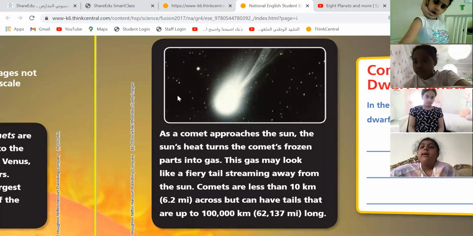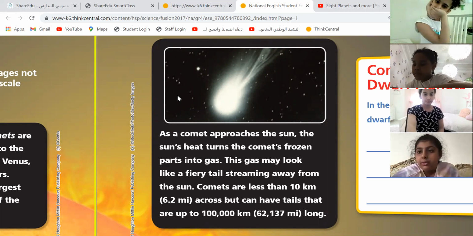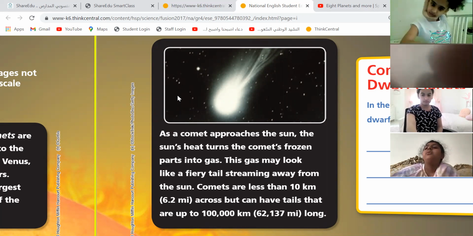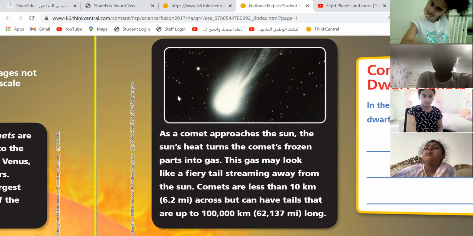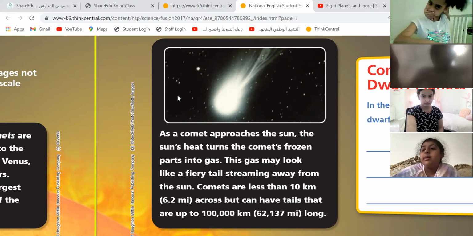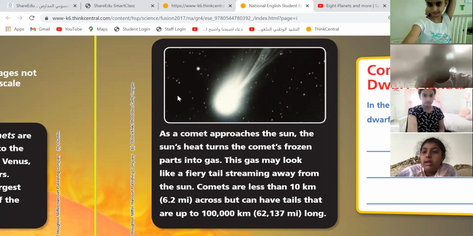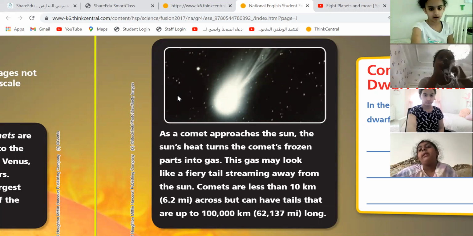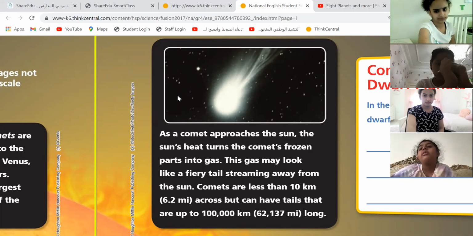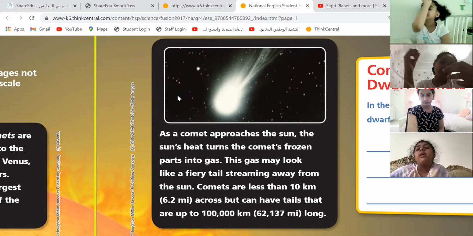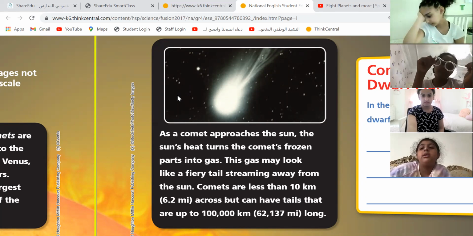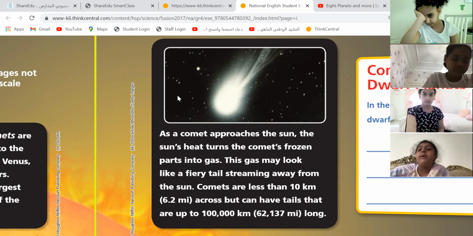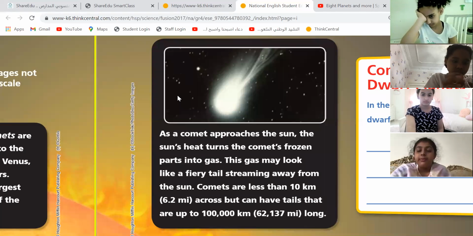Yes. As a comet approaches the sun, the sun's heat turns the comet's frozen parts into gas. This gas may look like fiery tails streaming away from the sun. Comets are less than 10 kilometers, 6.2 miles, across, but can have tails that are up to 100,000 kilometers, 62,137 miles long.